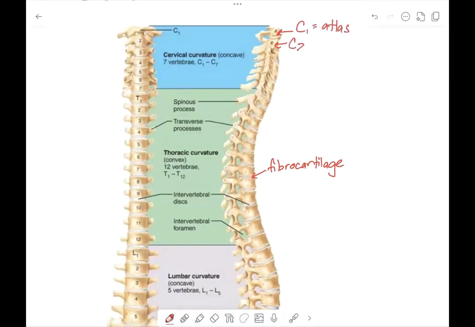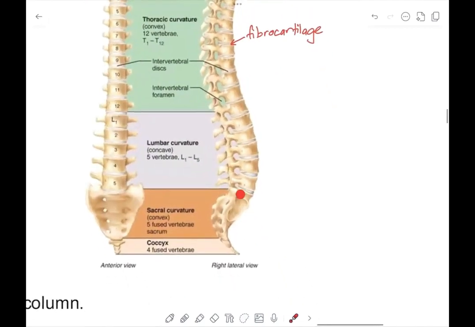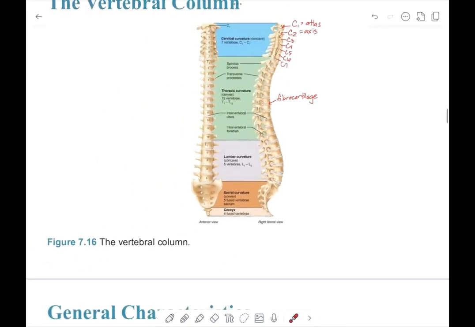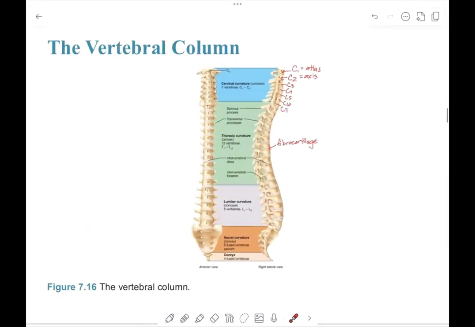The next one, C2, is the axis. And the next 5 would be C3, C4, C5, C6, and C7. Then we begin with T1 through T12, L1 through L5, and then S1 through S5, and then the coccyx, which is 4 fused bones.